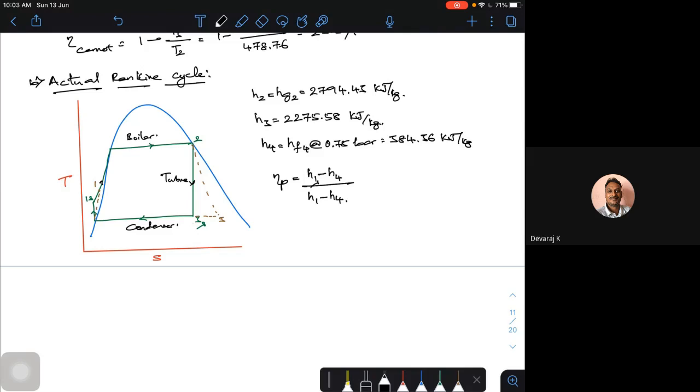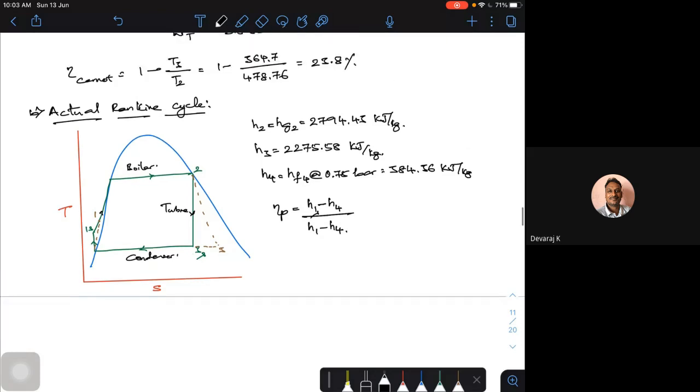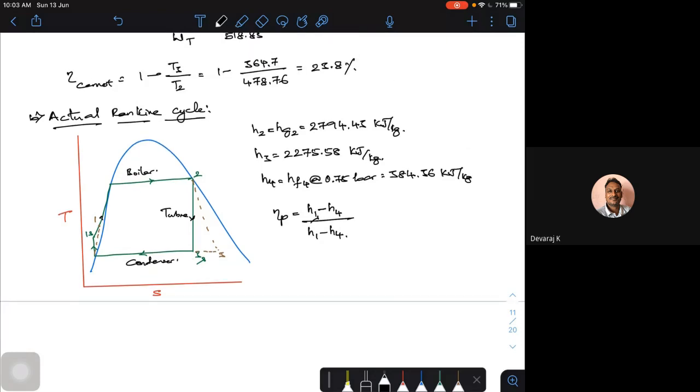From this I can calculate. You know the value of H4, but what will be the value of H1? If I go for an isentropic process, I need to calculate H1S first. To find H1S, I have to use the corresponding equation. If I know the value of P1 and P4, I can find H1S, and from H1S I can find the corresponding pump work. H1 minus H4 will be your pump work.